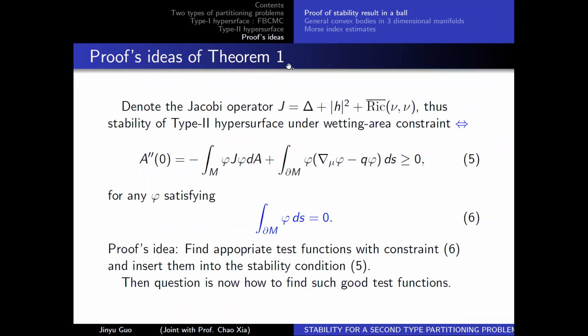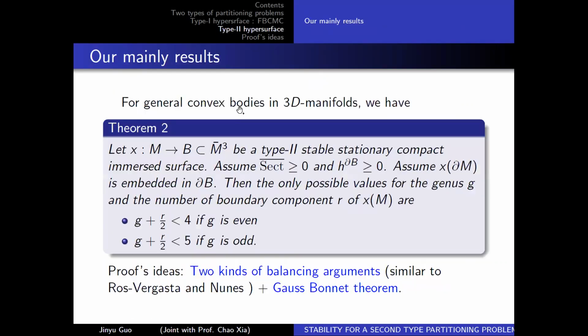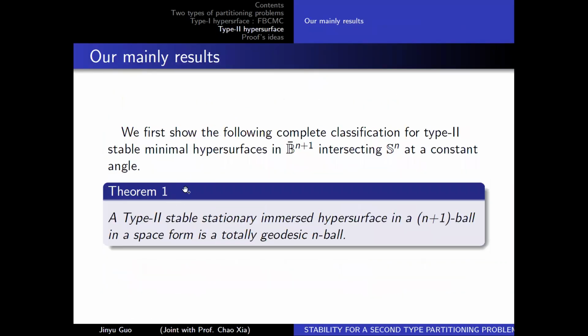Now, let's continue. I will give the proof ideas of Theorem 1. Let's recall Theorem 1. Theorem 1 is a uniqueness theorem: a type 2 stable stationary embedded hypersurface in a ball in space forms must be totally geodesic.